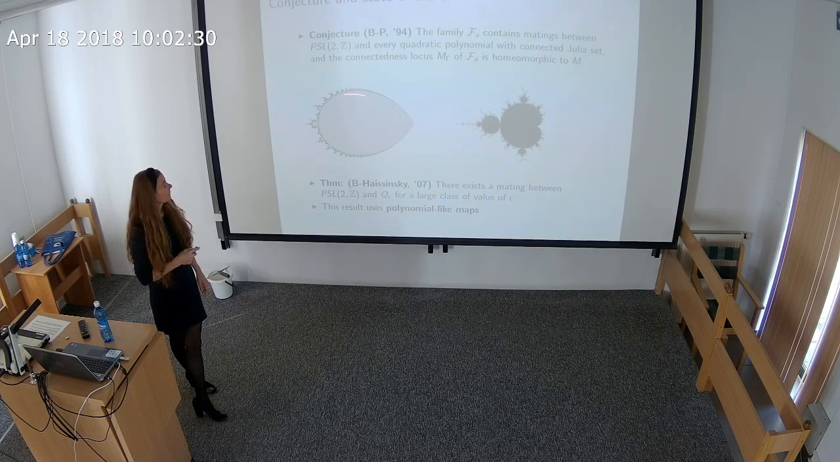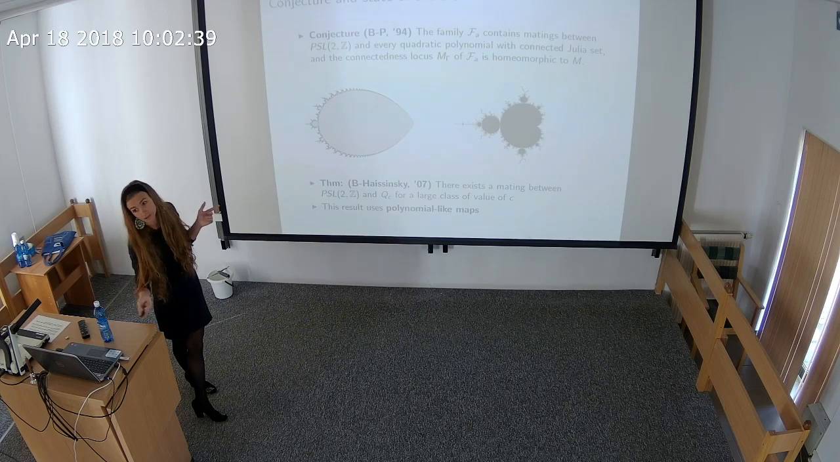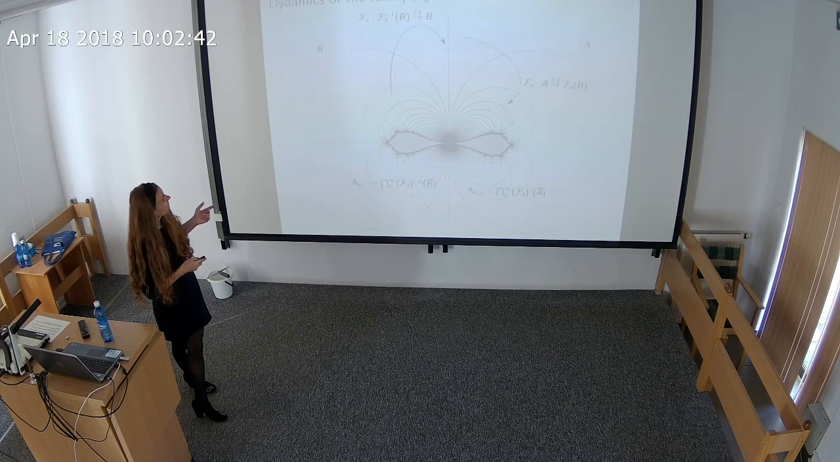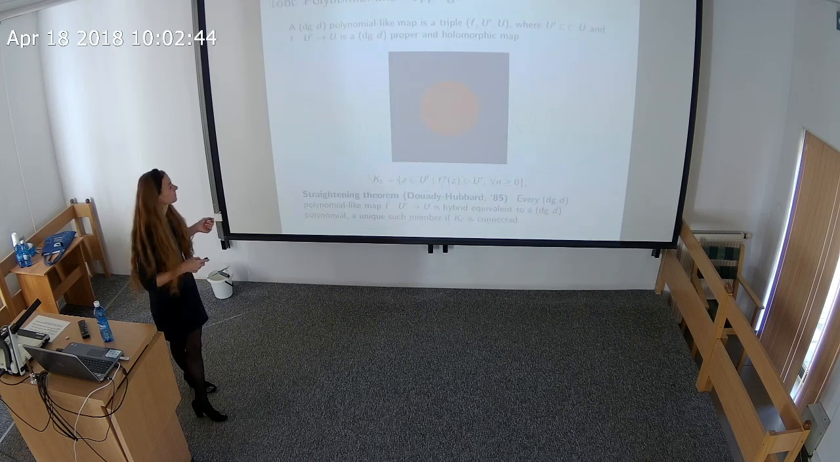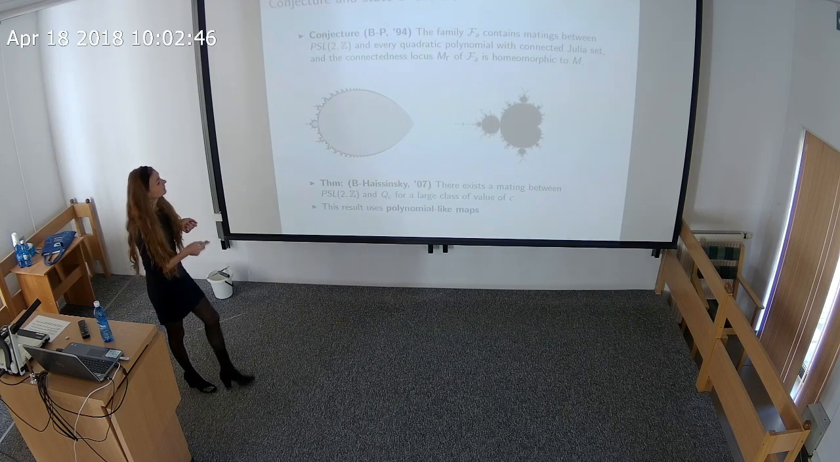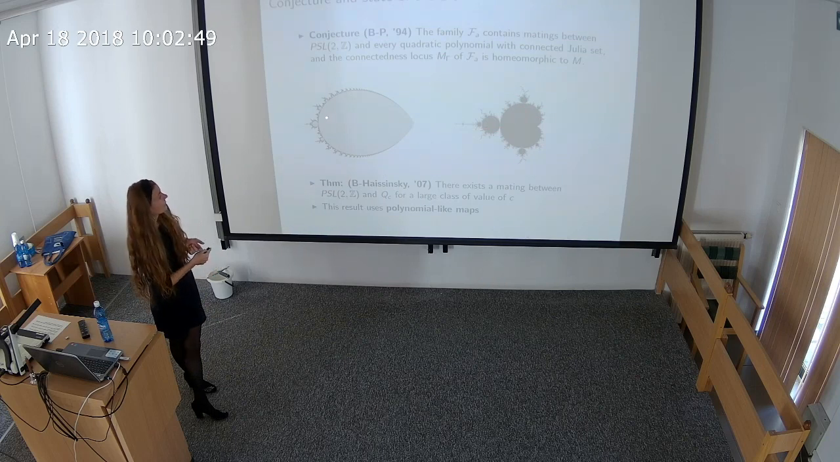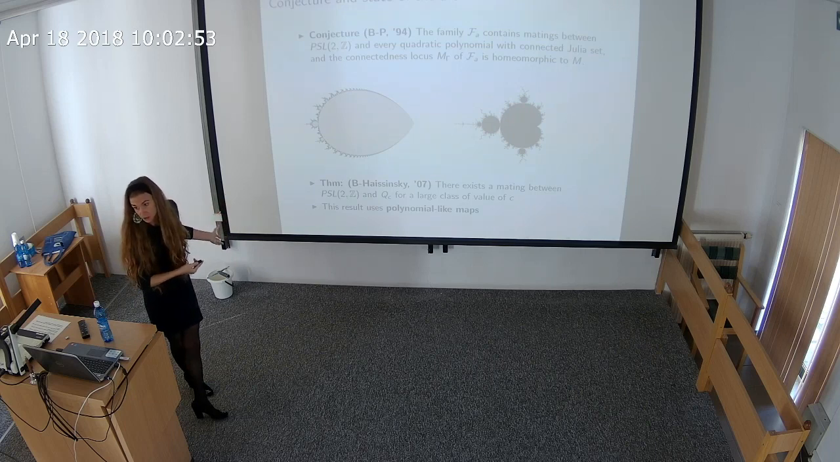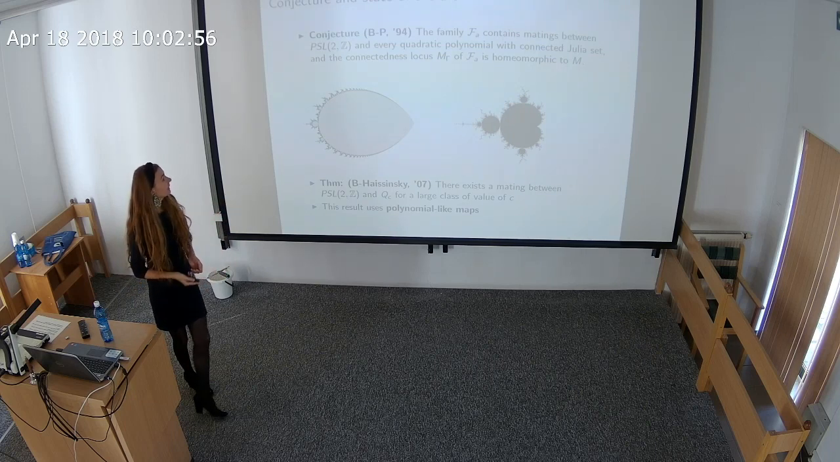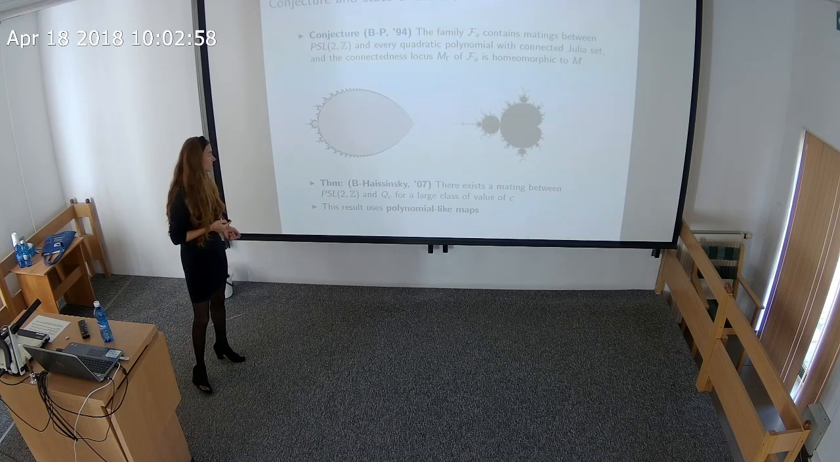This is the connectedness locus of your family of correspondences, which is the set of parameters for which the limit set is connected, and I'm going to define the limit set in 2 slides. But, I mean, this is the Mandelbrot set, and you can see some similarities. So when they plotted this picture, they started thinking, wait, maybe this set is homeomorphic to the Mandelbrot set.